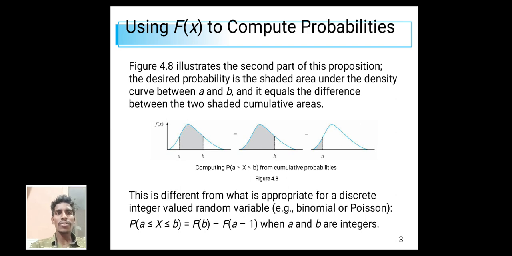integer-valued random variable. Here we can take examples such as binomial or Poisson random variables to illustrate the second part of the proposition. The desired probability is the shaded area under the density curve between a and b. It equals the difference between the two shaded cumulative areas.